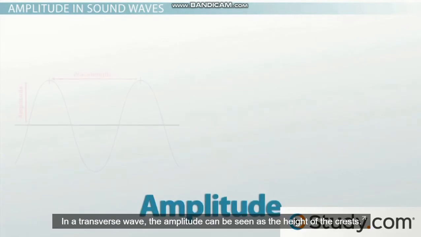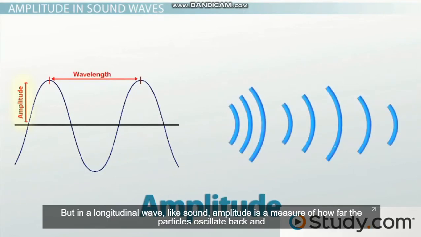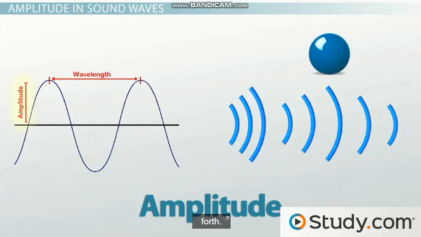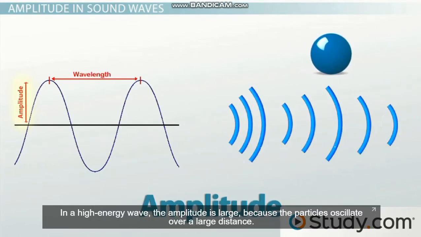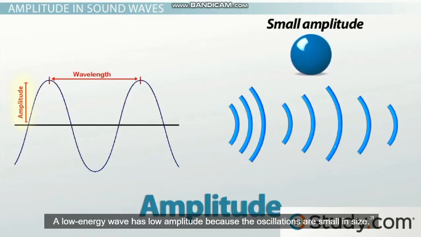In a transverse wave, the amplitude can be seen as the height of the crest. But in a longitudinal wave, like sound, amplitude is a measure of how far the particles oscillate back and forth. In a high-energy wave, the amplitude is large because the particles oscillate over a large distance. A low-energy wave has low amplitude because the oscillations are small in size.